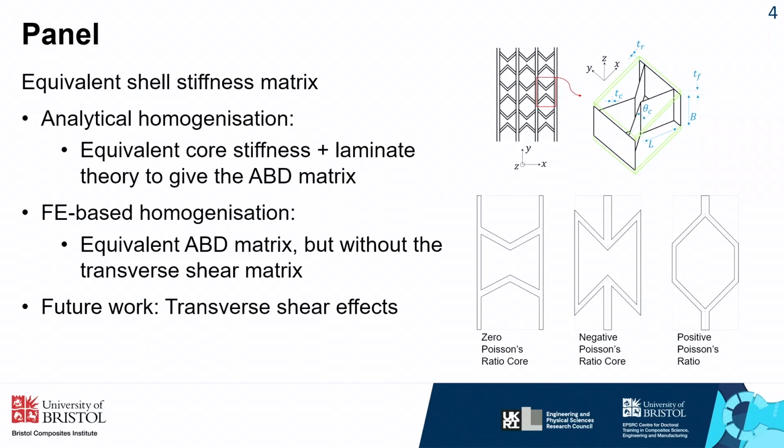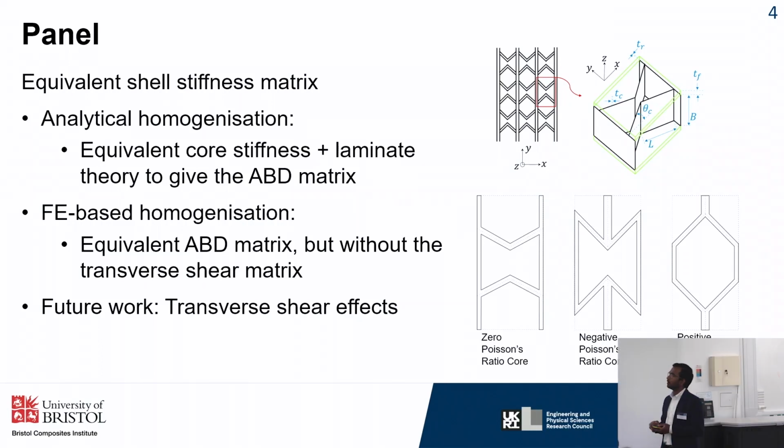So in order to get the stiffness properties for the panel, there are a couple of approaches that I could take. Initially, I was taking an analytical approach where I was homogenizing the stiffness of the panel by using equivalent core stiffnesses and using the laminate theory to get the ABD matrix. And the current work that I'm working on is looking at using an FEA-based homogenization for the unit cell in order to get the equivalent shell stiffness matrix.